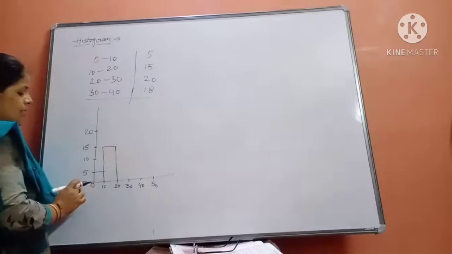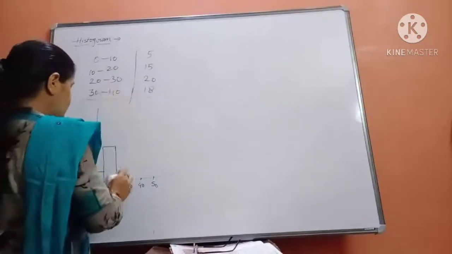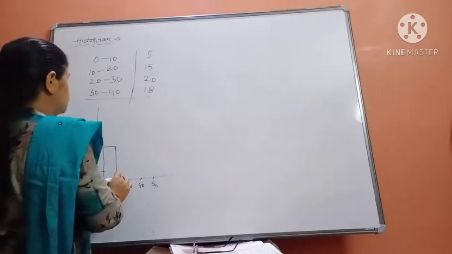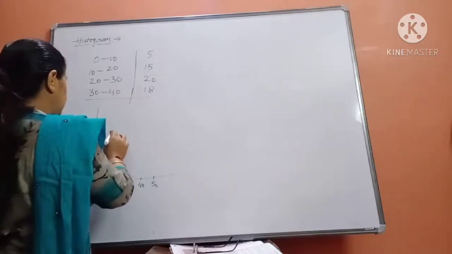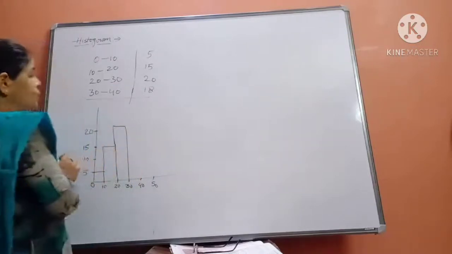Okay, then next, 20 to 30. So from the 20 line you just move till 20 here in this way. So it is known as the histogram.